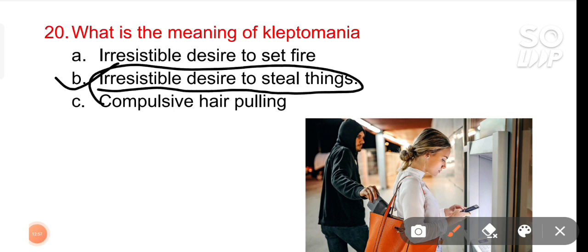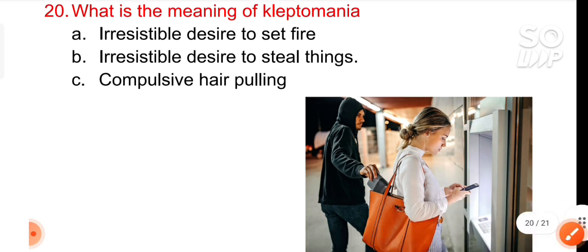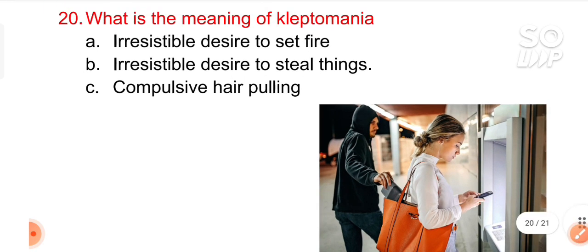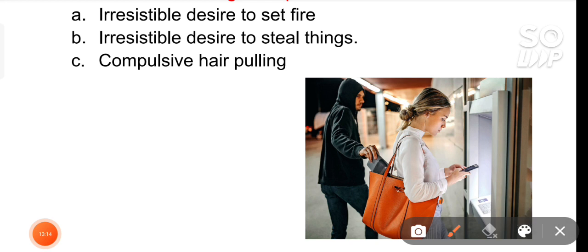So, in this condition, the patients are having an uncontrolled feeling of stealing other items or any objects. The person is not a thief, but the person is having kleptomania. So, in this condition, the patient is urged to steal things from others.